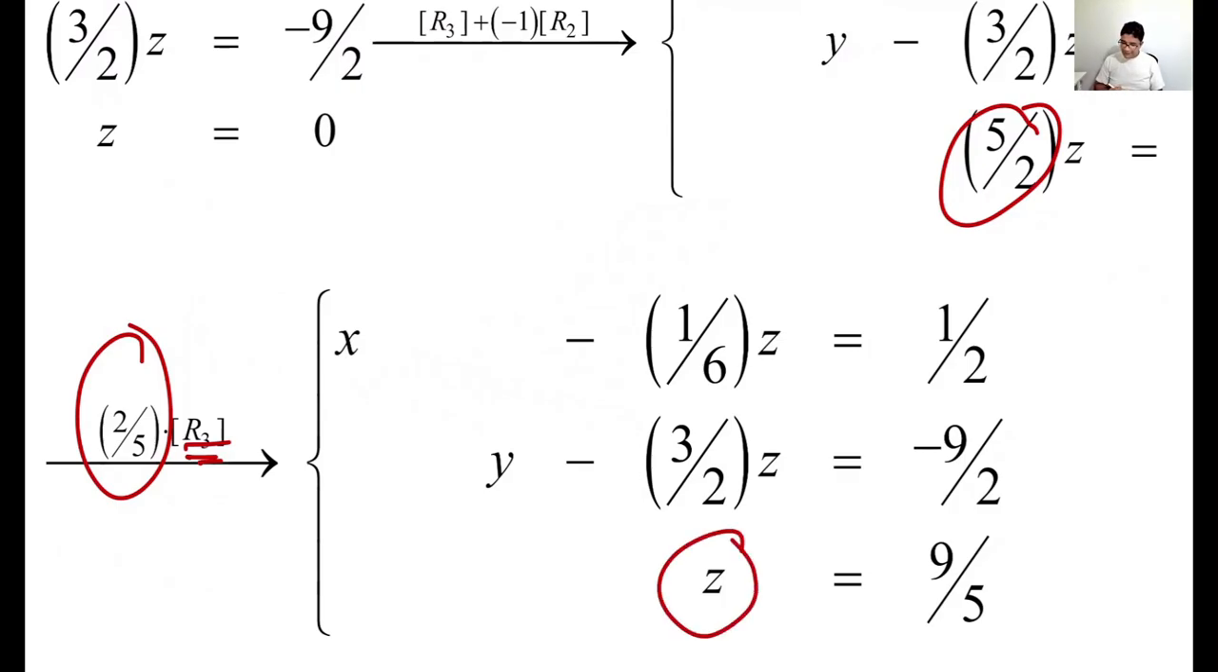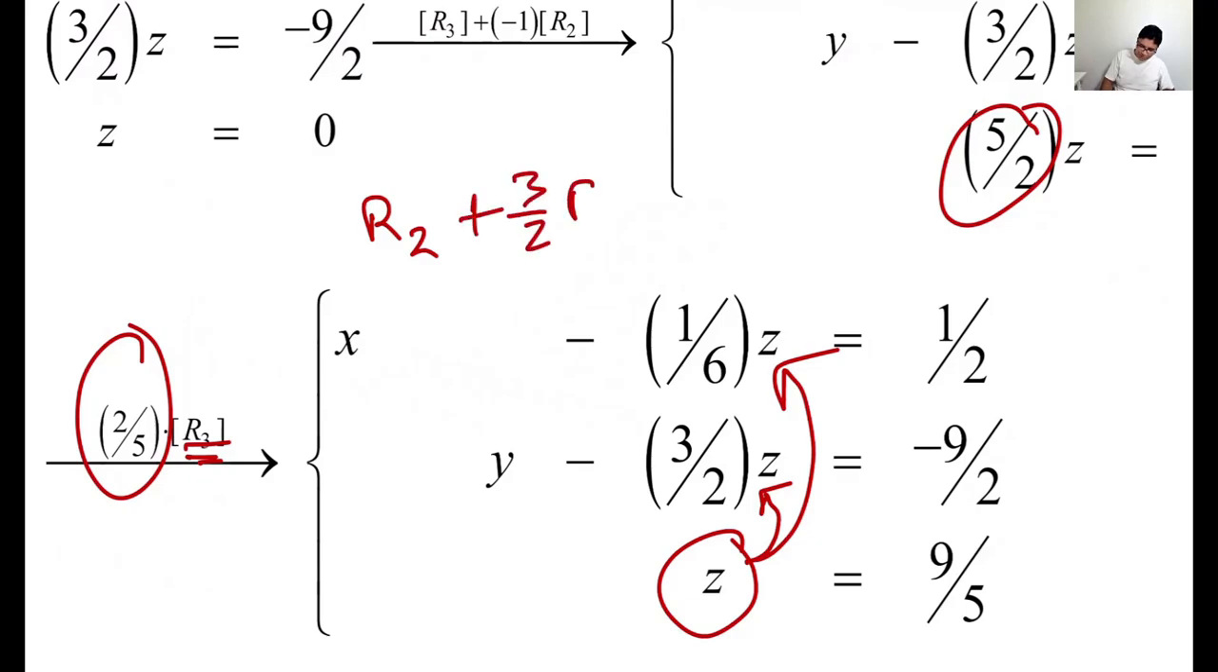Okay? And then the next two steps, you can do it in a single step if you want. Add multiples of this third row to the second row and the first row in such a way that it will become 0. Okay? And you can see that here. So for example, you could do R2 plus 3 over 2 R3. Okay, because there is negative 3 over 2 z here, so you add plus 3 over 2 z.